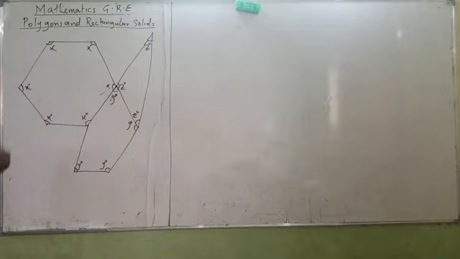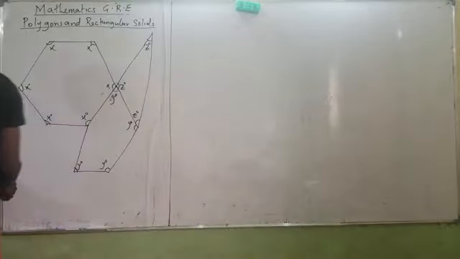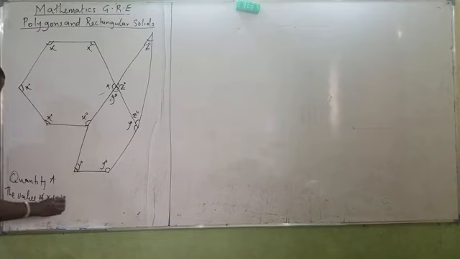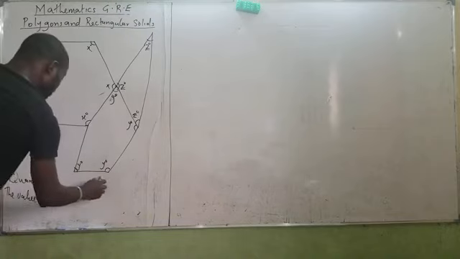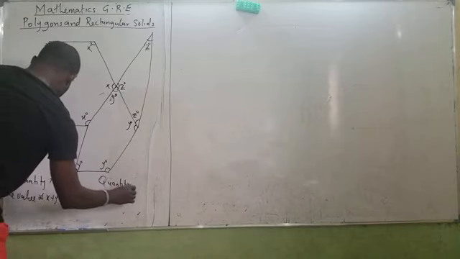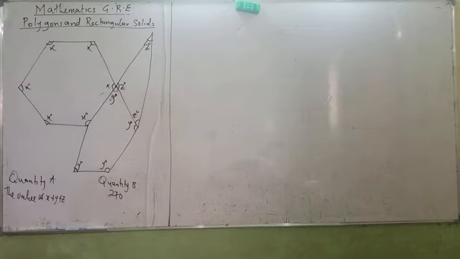In GRE they use quantities. Make sure you read the instruction on the upper part; you will understand that very well. Quantity A is the value of x plus y plus z, and Quantity B is 270.